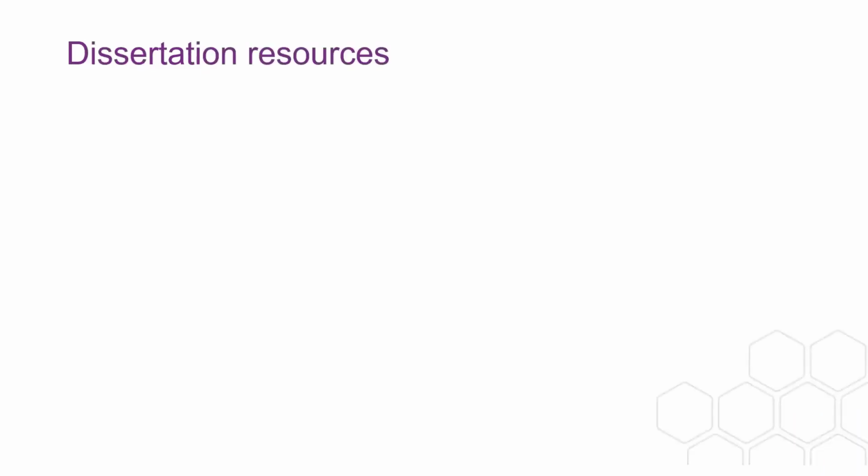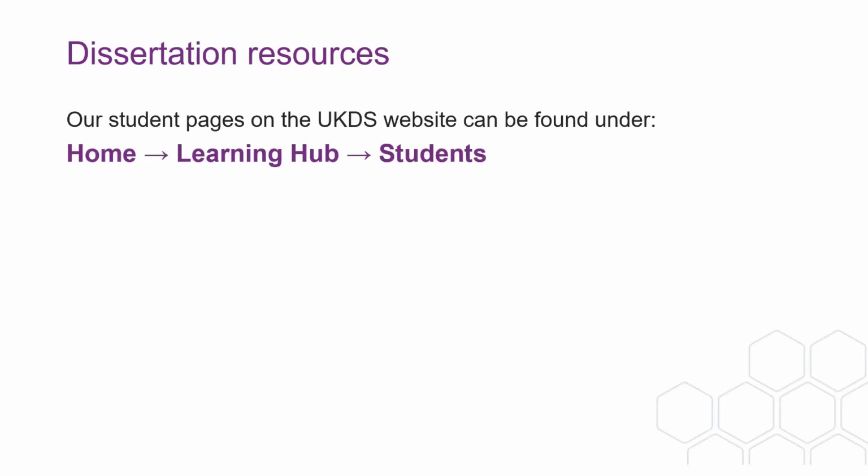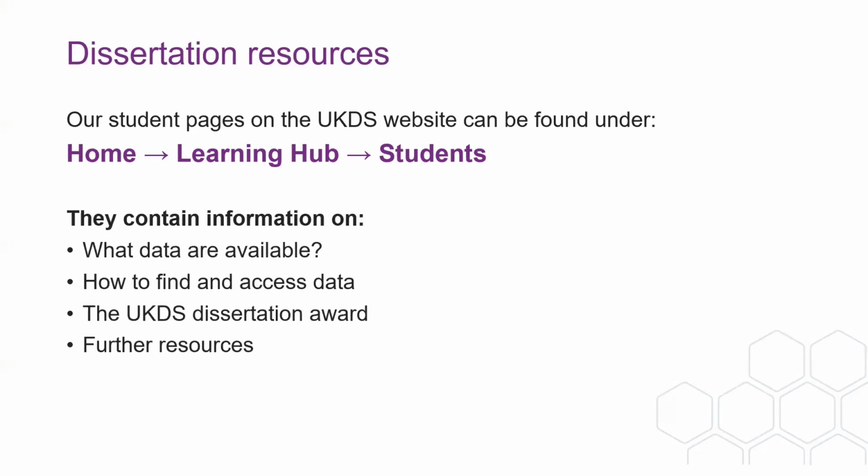So I'm just going to quickly highlight a few of our dissertation resources, and then we'll move on to the practical part of the session. We have our dedicated student pages on the UK Data Service website, which can be found under Home, Learning Hub, Students. You can find information on what data are available, and how to find and access it. I know someone asked a question about that earlier as well. Our dissertation award and further resources are there too.